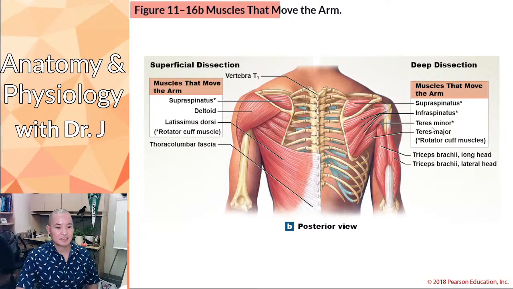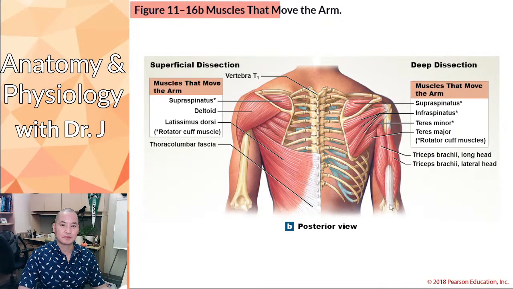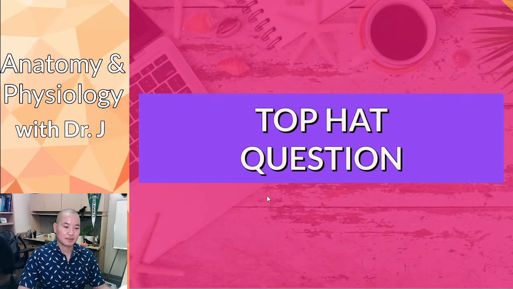And then the teres minor is also one that's part of the rotator cuff, because it's inserting right here on the head of the humerus. Now the teres major, common misconception, people think that the teres major is part of the rotator cuff. It helps with the stability and movement of the cuff, but it's not actually part of the rotator cuff.